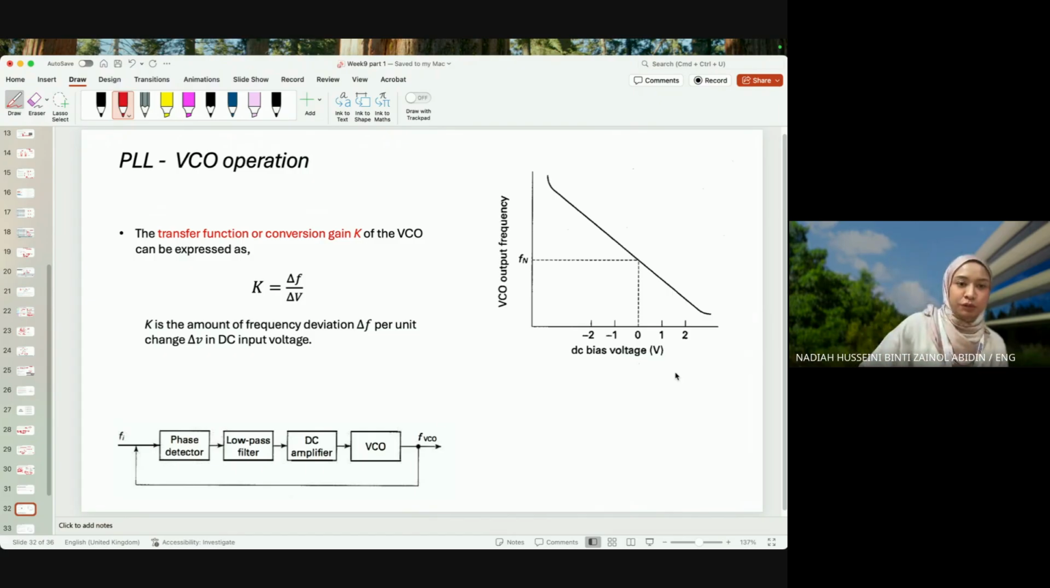Moving on, let's dive deeper into PLL VCO operation. Remember that I told you that the LPF produces a certain voltage, and from the voltage, we control the VCO frequency. This is the VCO, this one is voltage.